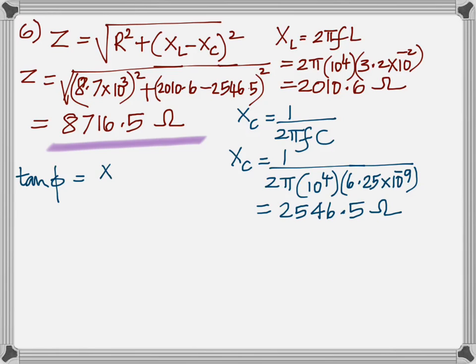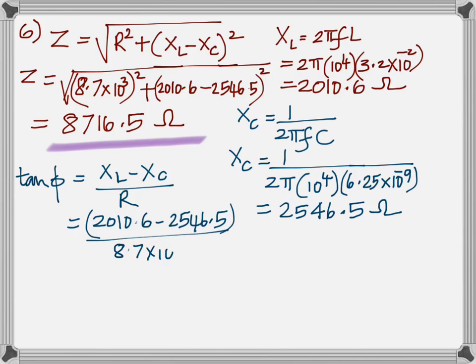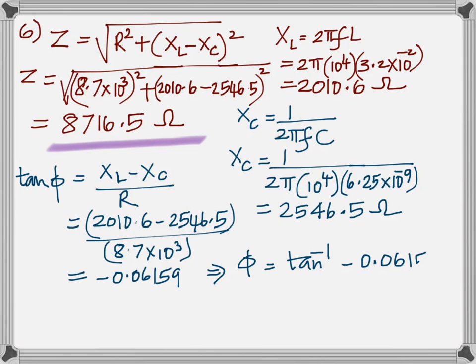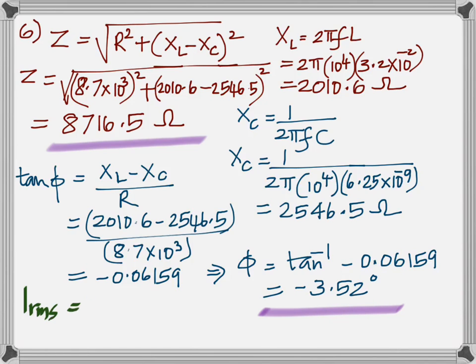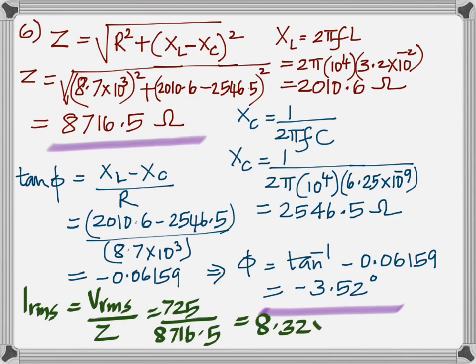Now the phase difference, tan phi, is XL minus XC by the resistance. Take the tan inverse of that and you get negative 3.52 degrees. Now the RMS current is again Vrms by the impedance. 8.32 times 10 to the negative 2 ampere.